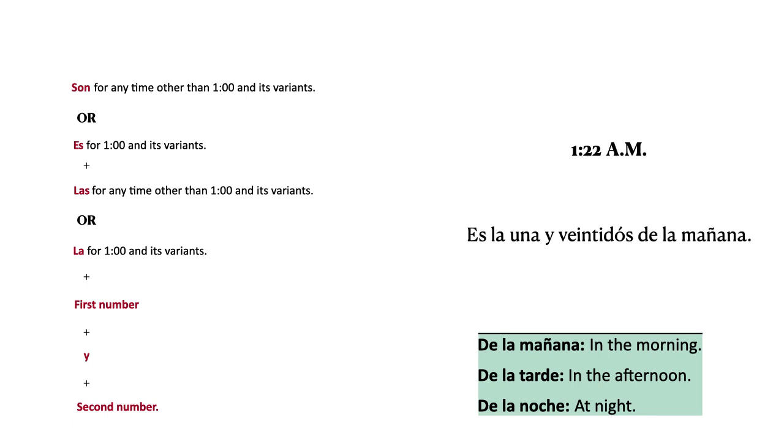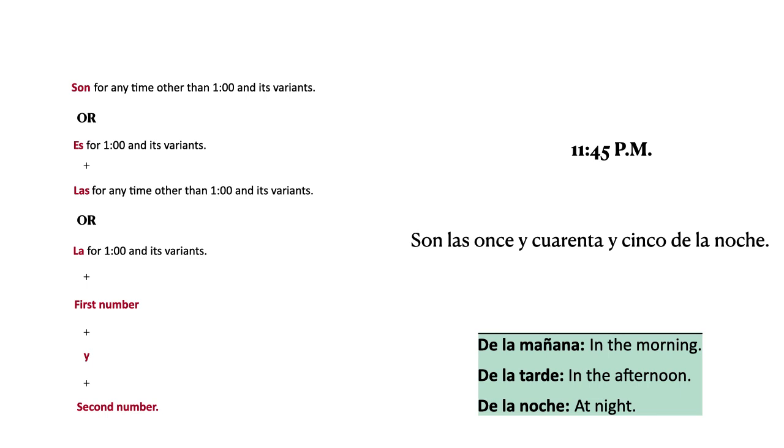Let's change it a little. Still 1, but not 1:30 p.m. Now it's 1:22 a.m. We should already know how to begin this. We say es la because it's one. Es la una. Es la una y what? How do you say 22? 20 is veinte, 2 is dos. You put them together: es la una y veintidós, and then a.m.: es la una y veintidós de la mañana. It's quite late, you should go to bed.